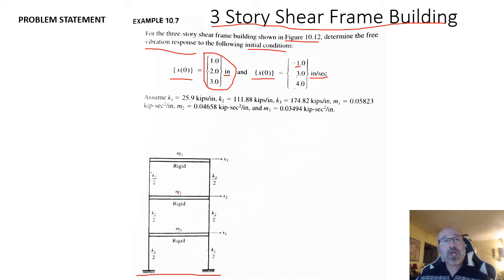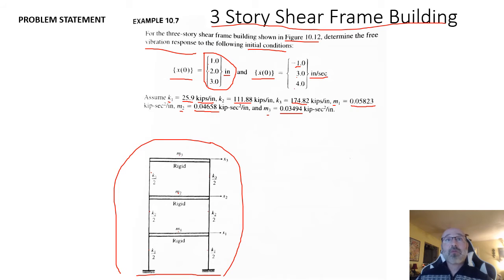Our K1 is given to us in units of kips per inch, and it's 25.9, K2 is 111.88, and K3 is 174.82. They also tell us that our M1 is equal to 0.5823, our M2 is equal to 0.04658, and M3 is equal to 0.03494. With all this information, we can relate it back to where those variables fall on our diagram for our three-story shear frame building.